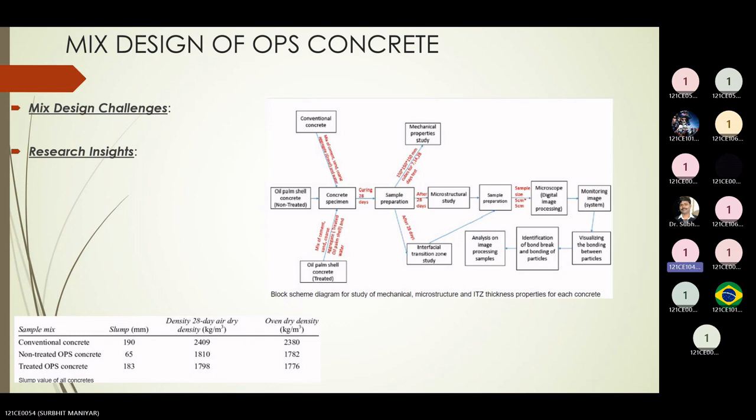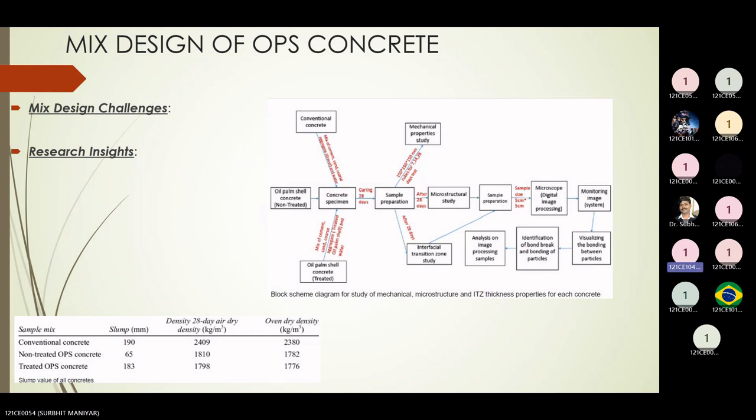Now, research insights. Previous studies indicate the inadequacy of conventional methods like ACI for OPS lightweight concrete, necessitating specific mix proportions tailored to OPS concrete and a desired compressive strength of 20 to 35 MPa.